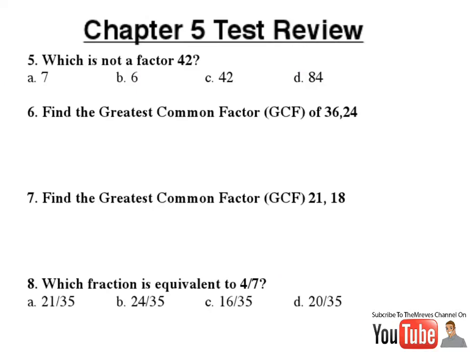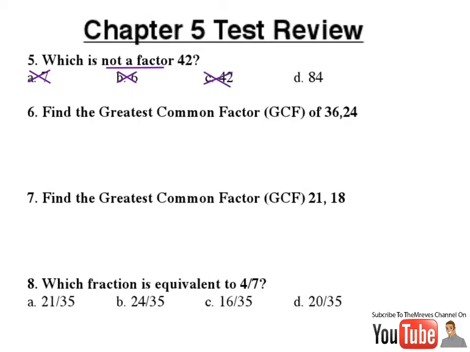Alright, the next page that we're going to be working on is 5 through 8, and basically we're going to go through here and we're going to say which is not a factor of 42. So factors are the numbers that can go into that number. So we're saying keyword not a factor. So I'm going to highlight that, not a factor. So I go right here and I say, well, 7's a factor of 42 because it can go into that. So that's not it. 7 times 6 is 42, so that's not it. Does 42 go into itself? You bet, it's a factor.